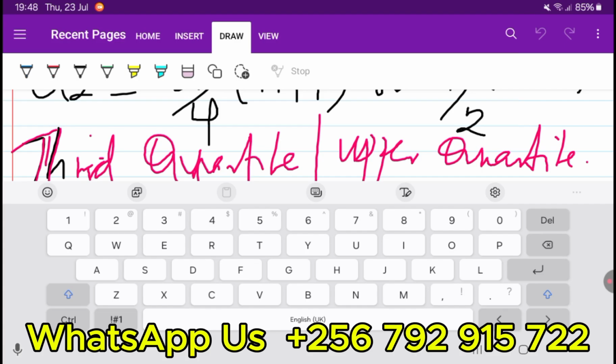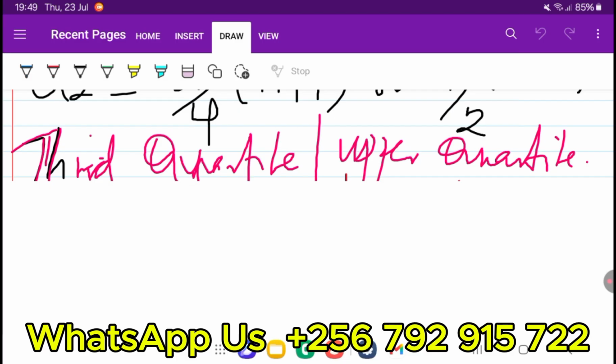I hope you are getting the argument. The whole idea is that Q1 is actually the median of the first half of the ordered observations. That is the implication. If I have a given data set and I divide it by 2, I divide it into half. The first half, that is the lower half, then the second half, which is the upper half.